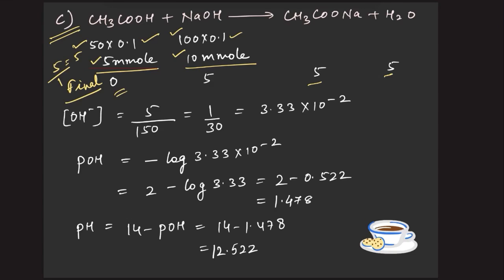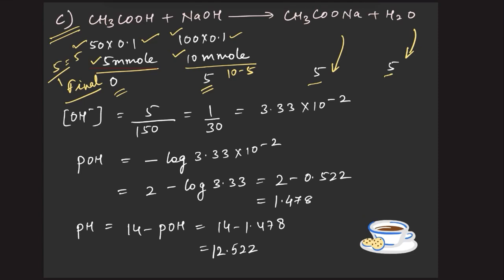What will be the final concentration of NaOH? Initially 10 millimoles was present, so out of 10 millimoles, 5 has reacted. So what will the final concentration be? 10 minus 5 is 5. Sodium acetate is 5 millimoles, H2O is 5 millimoles. Again you can calculate the OH minus ion concentration. First of all, calculate the total volume of the solution.